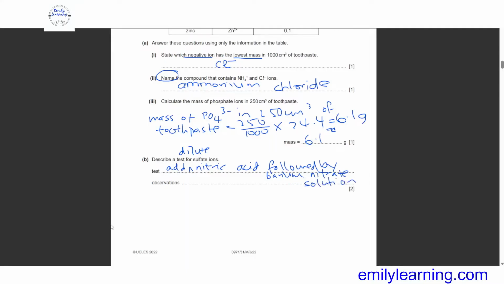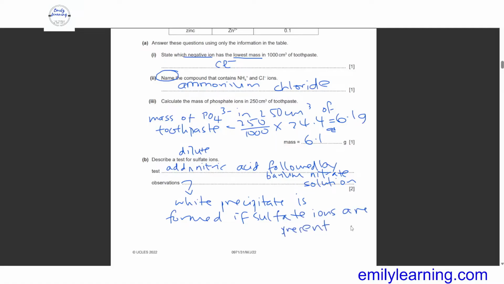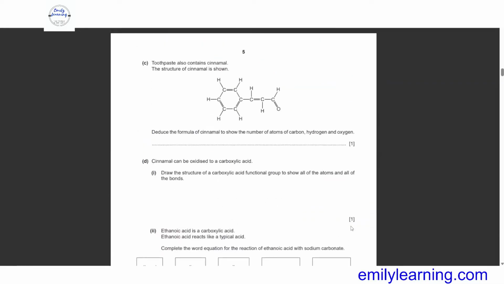Okay, so what are the observations if sulfate ions are present? A white precipitate is formed if sulfate ions are present. Right. Next, let's move on to C.